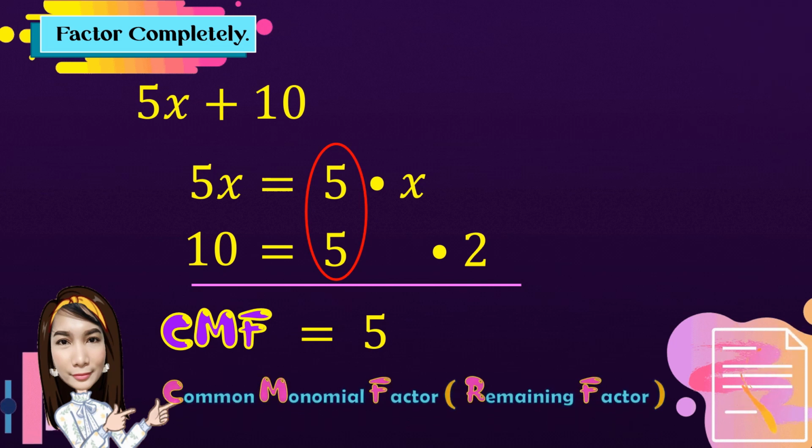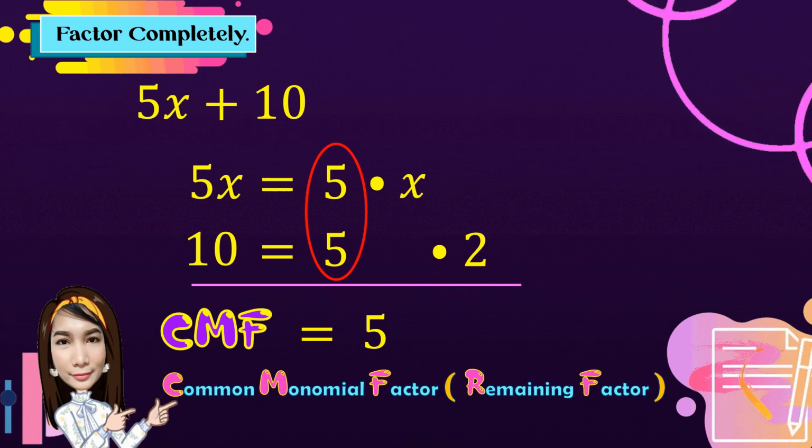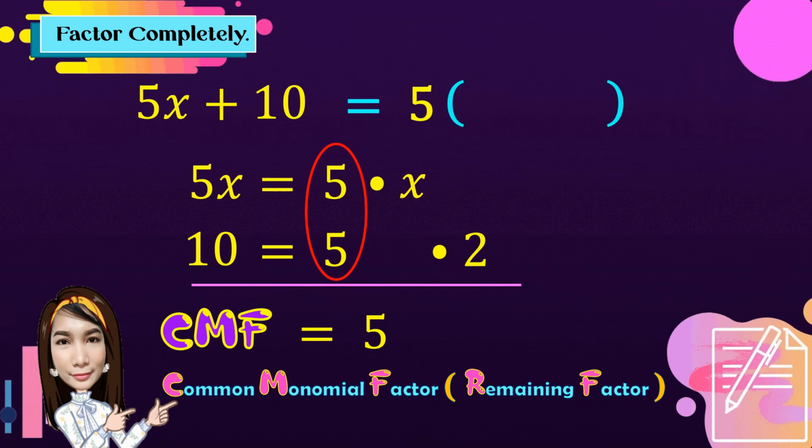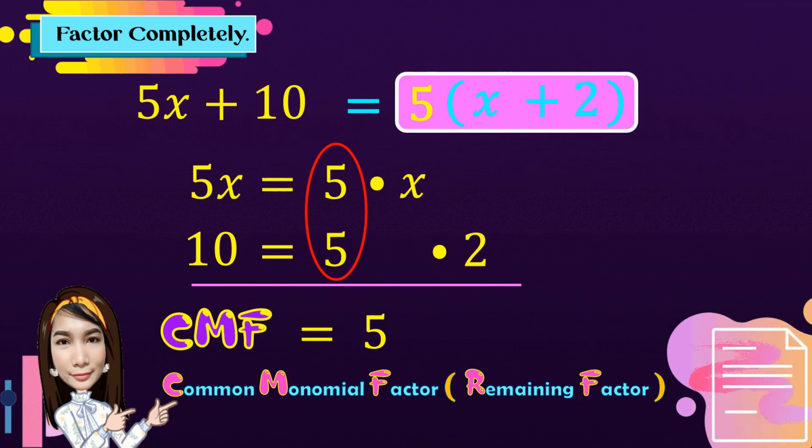So we're going to write it in the factored form: common monomial factor times the remaining factor. We write the common monomial factor outside, and then write the remaining factor enclosed in parentheses. To get the remaining factor, we divide each term by the common monomial factor. 5x divided by 5 leaves x. 10 divided by 5 leaves 2. So the factored form is 5 times the quantity x plus 2.